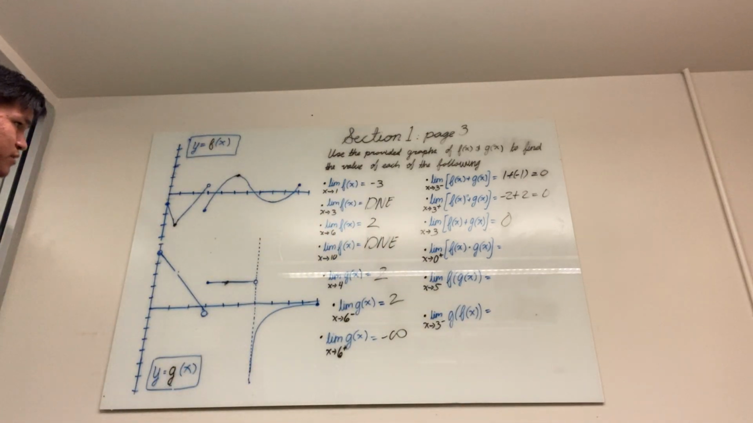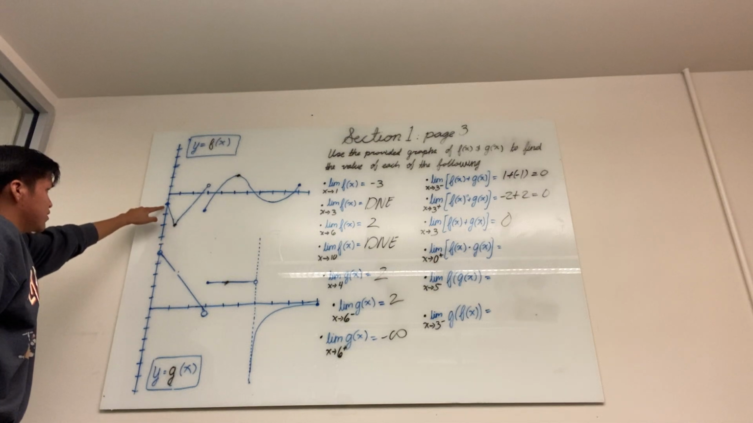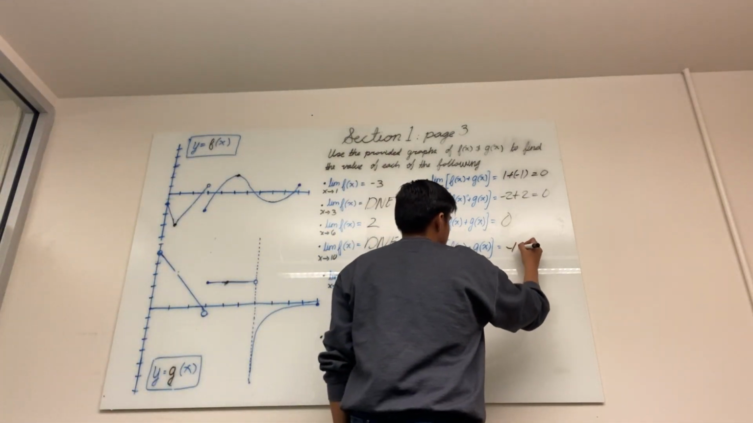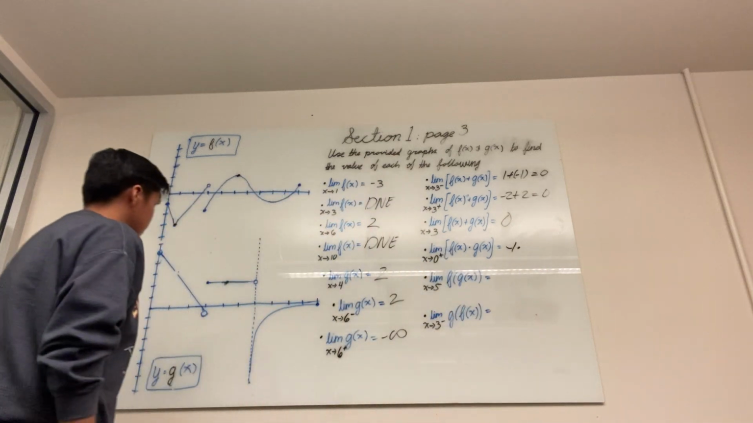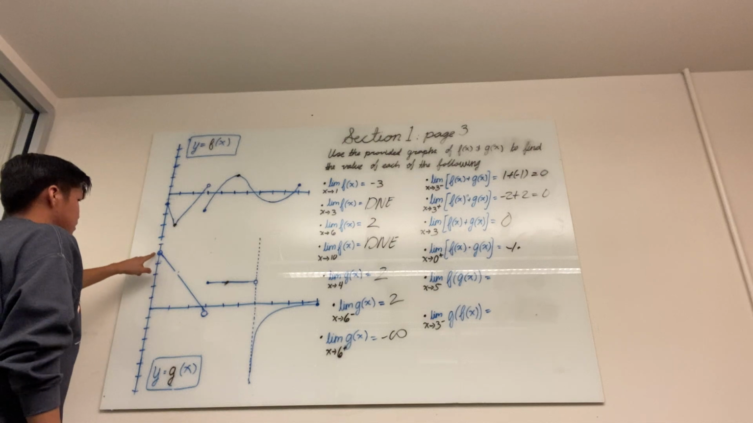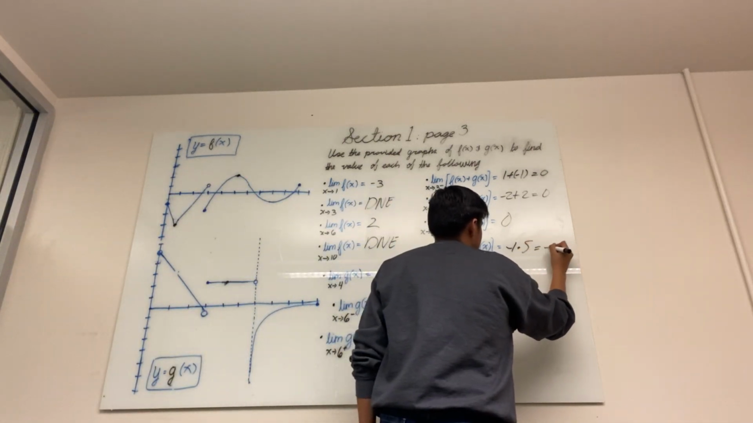Our next limit is the limit of f(x) times g(x) as x approaches 0 from the positive side. Look at the graph again. As f(x) approaches 0 from the positive side, we see that's negative 1. So we have negative 1 times g(x) approaching 0 from the positive side, which is 5. So we have negative 1 times 5 is negative 5.